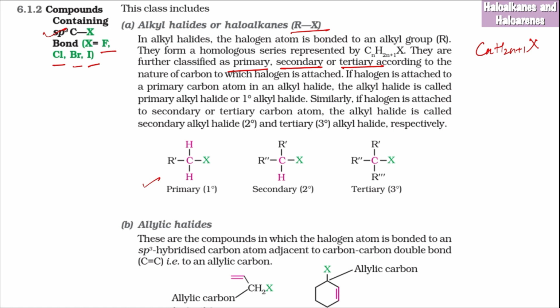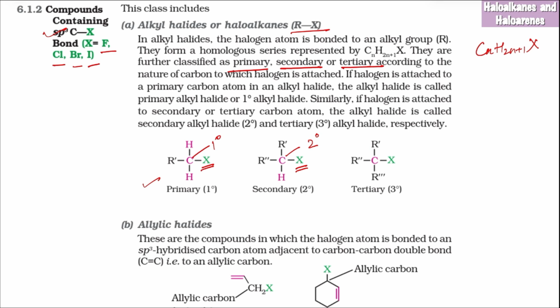Why? Because here the halogen atom is bonded to the primary carbon atom. What is primary carbon atom? Primary carbon atom is bonded to one other carbon atom. Here the halogen atom is bonded to secondary carbon atom. So this is secondary alkyl halide.